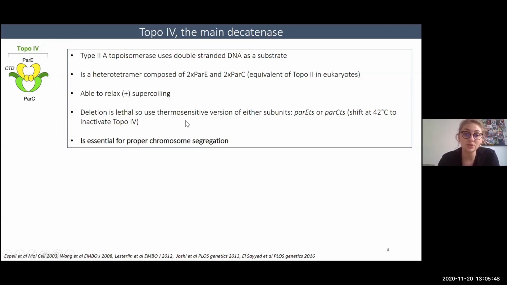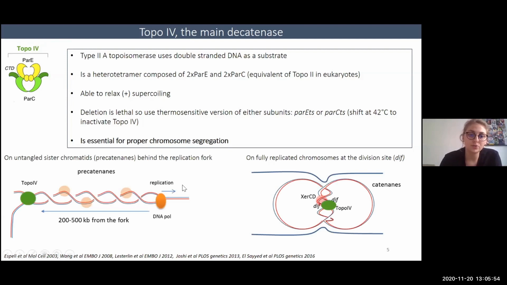This protein is essential for chromosome segregation, and it will act on 2 topological stresses. The first one is induced by replication. So the passage of the DNA polymerase will induce positive supercoiling ahead of the replication fork.